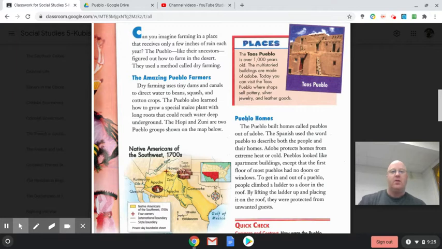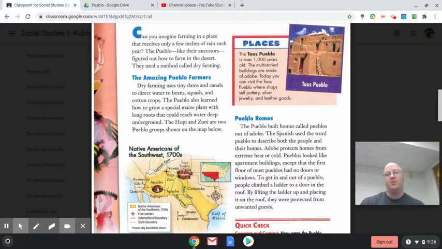You read about the Hopi and the Zuni and other Pueblo groups. They also planted the three sisters, which remember are corn, maize, squash, and beans. And they had to figure out also how to irrigate their crops. They had to figure out how to get water to the crops. So they did that also. And they built their homes out of pueblos.